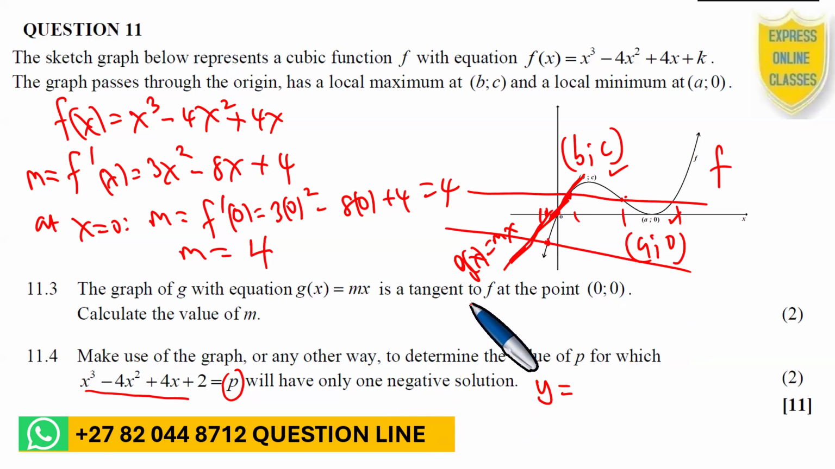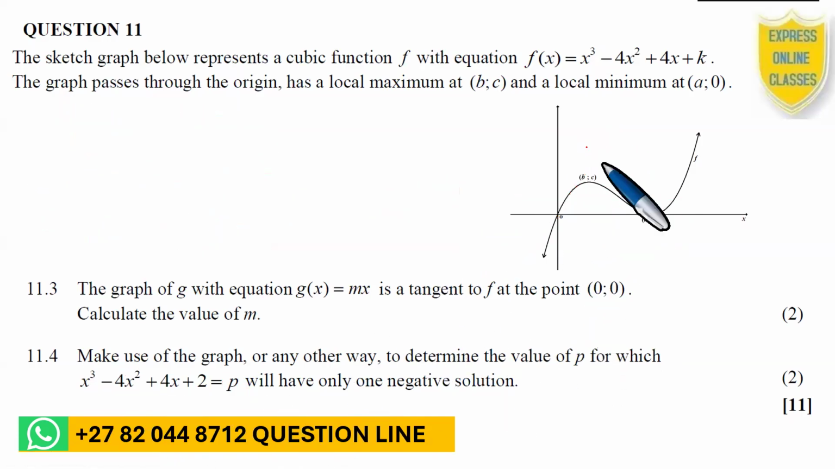So the x value must be only negative, not the p, or the p can also be negative. Yes, of course the p can be negative. If the p is negative, it means that the line cuts maybe here. Because p is a y value, it's y equals p, like this one is y equals the cubic graph. So this is B, C, A and 0 together with f.